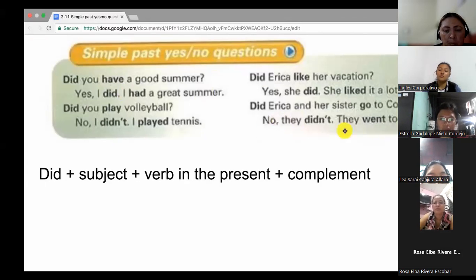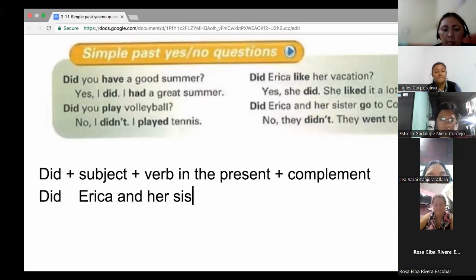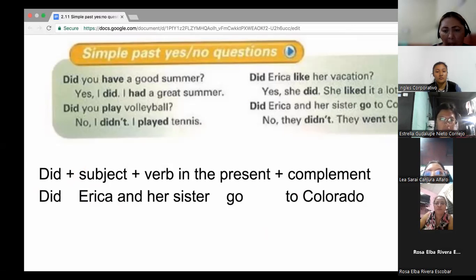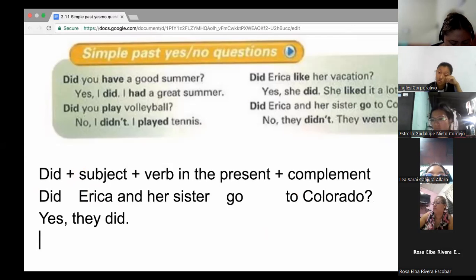I'll choose the last one on this chart. Did Erica and her sister go to Colorado? First, we will add the auxiliary did. Next, we need to include the subject, Erica and her sister. After that, we will add the verb in the present tense, go. I would like to point out that the verb doesn't change to the past because we are using the auxiliary did. Finally, we add a complement and a question mark, to Colorado. To answer this question, we can answer either positively by saying, yes, they did, or negatively by saying, no, they didn't.